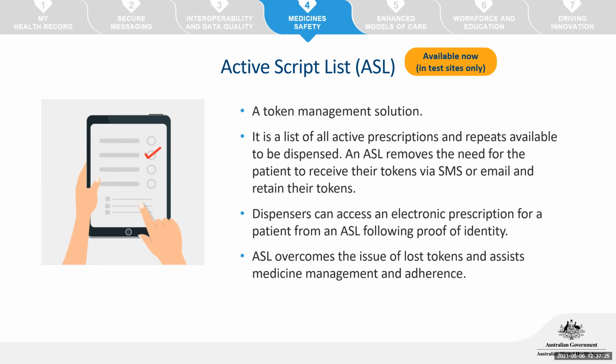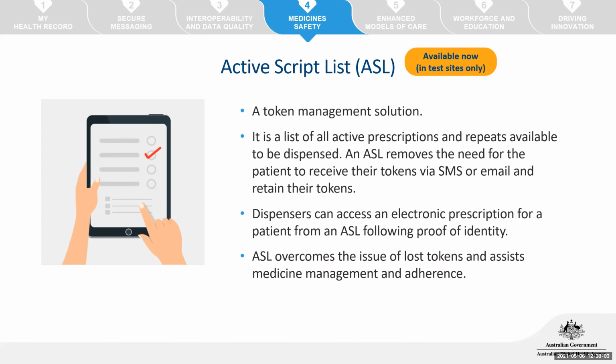So the pharmacies can actually directly go into an individual's active script list and access the electronic prescriptions through the list without the need for tokens. So the patients don't actually need to present the tokens anymore. So it removes the need for them to have to retain their tokens and keep track of them. So that does help to overcome issues with any lost tokens, for example, and it will help individuals in managing their medicines as well as improving adherence as well.